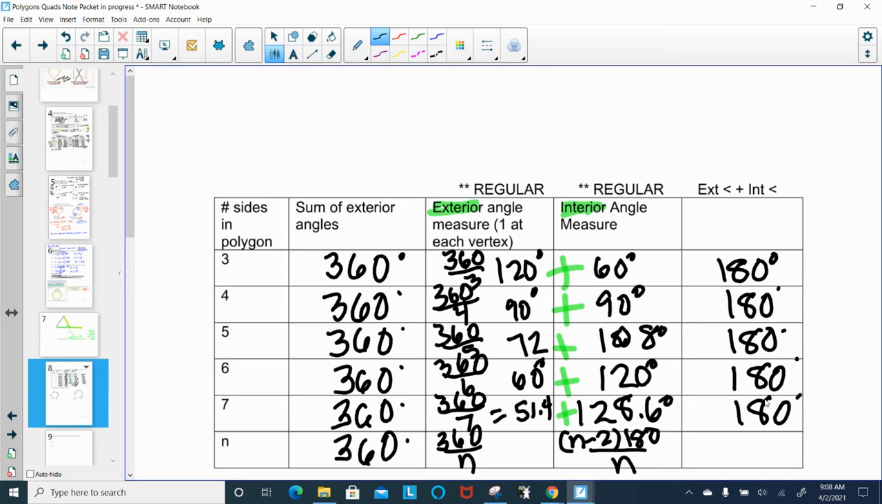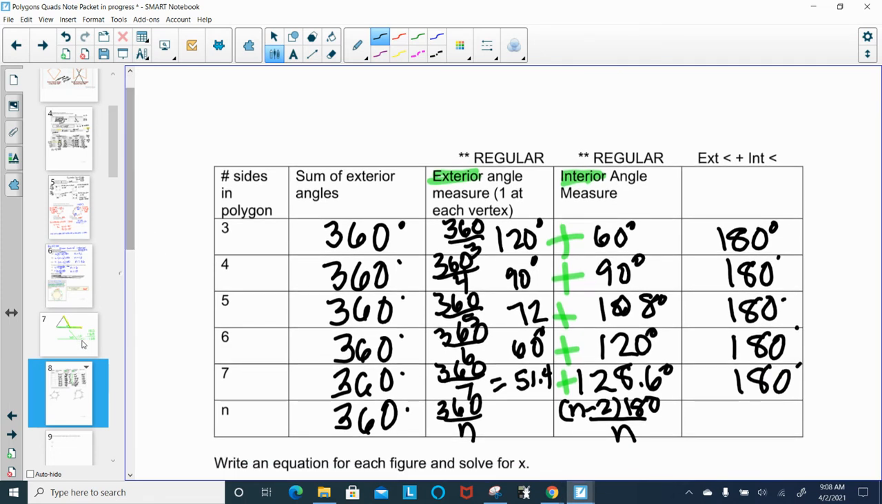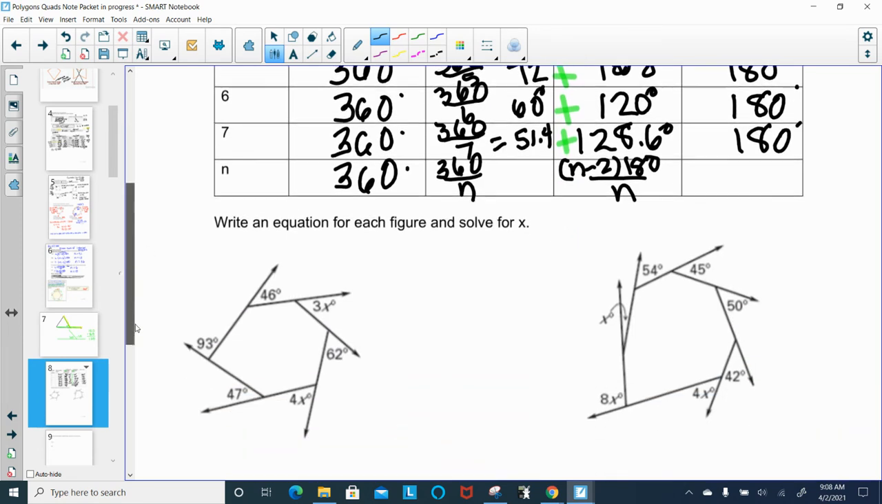So that's a nice thing to know. I've seen that before pop up on an SOL question. So let's take a look at a couple of problems.